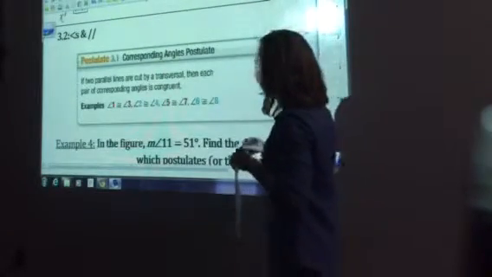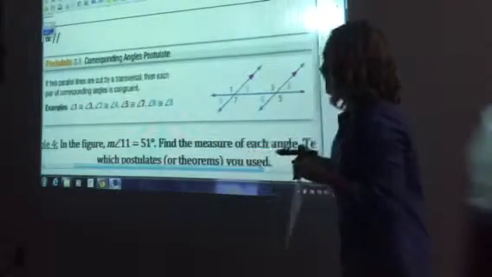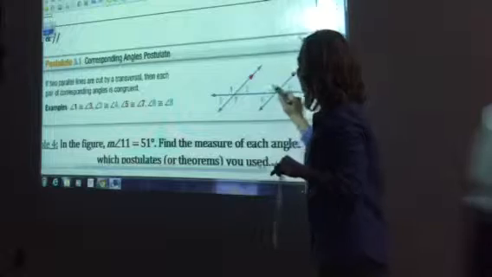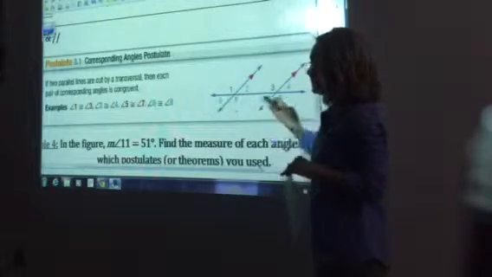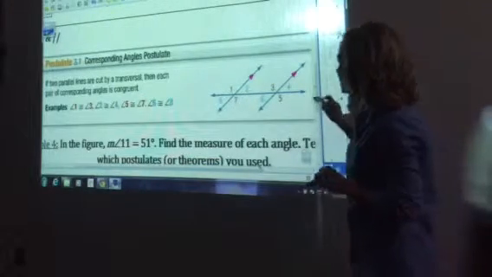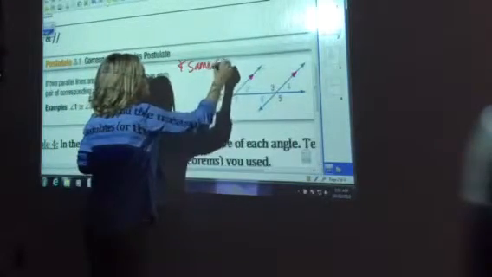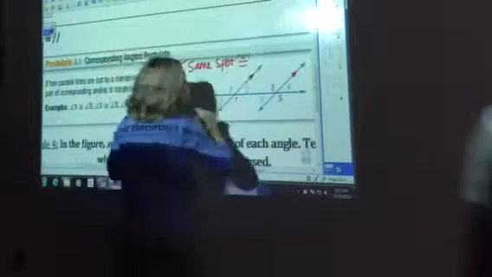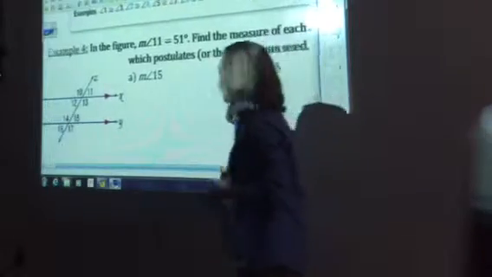Okay? All right. Let's go ahead and move on. The first postulate that we're going to talk about is that corresponding angles, if angles are corresponding, then they are congruent. So 1 and 3 are congruent, 2 and 4 are congruent, 8 and 6 are congruent, and 7 and 5 are congruent. Okay, if they're corresponding. Corresponding angles, angles that are in the same spot, are congruent.